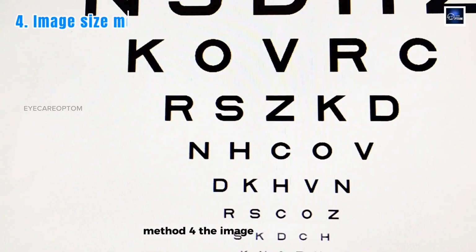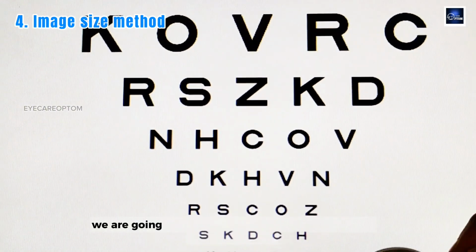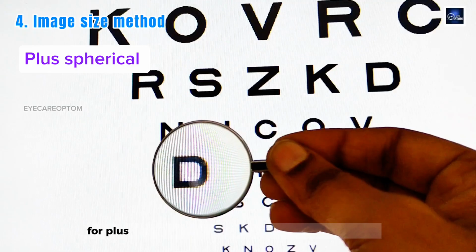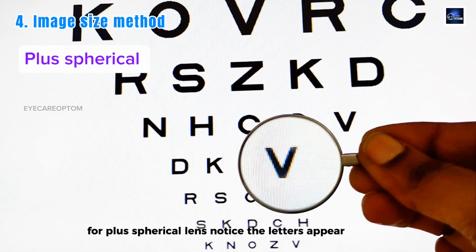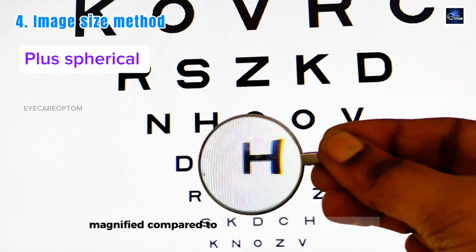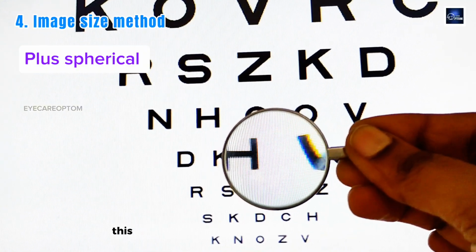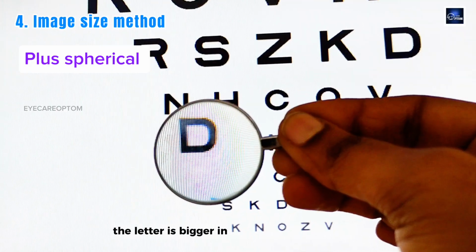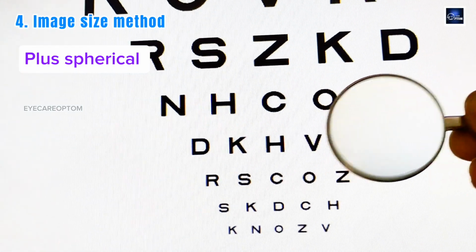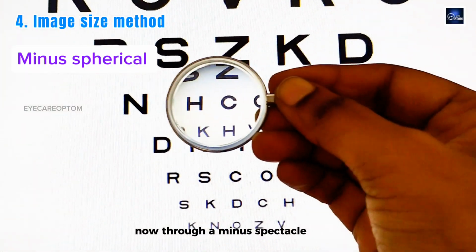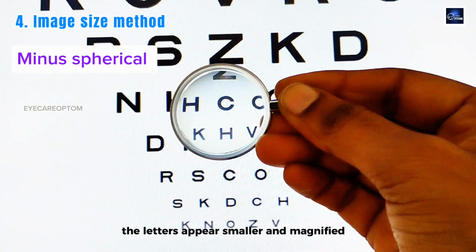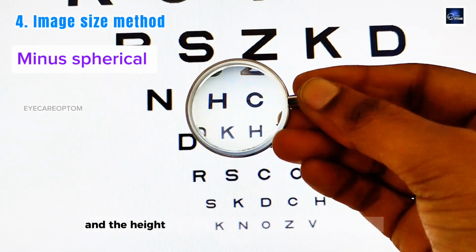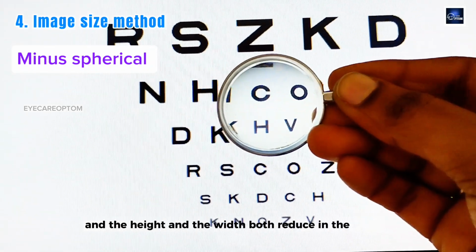Method 4, the image size method. In this method, we are going to identify the lens using the size of the image through it. For a plus spherical lens, notice the letters appear larger, magnified compared to looking at them without the lens. This magnification is equal in every direction. The letter is bigger in both height and width. Now through a minus spherical lens, the letters appear smaller and minified. Again, this minification is equal in every direction, and the height and the width both reduce to the same level.